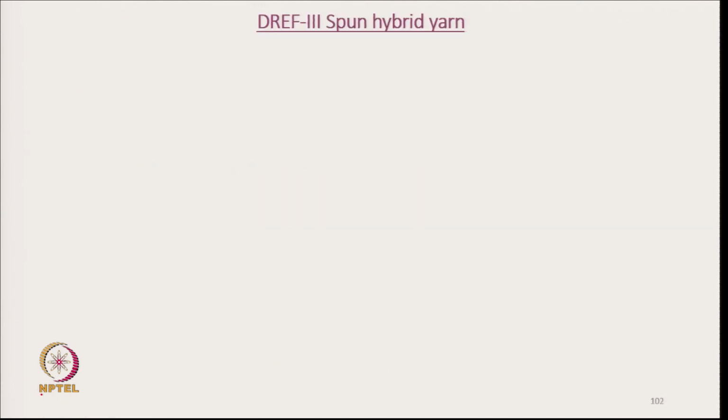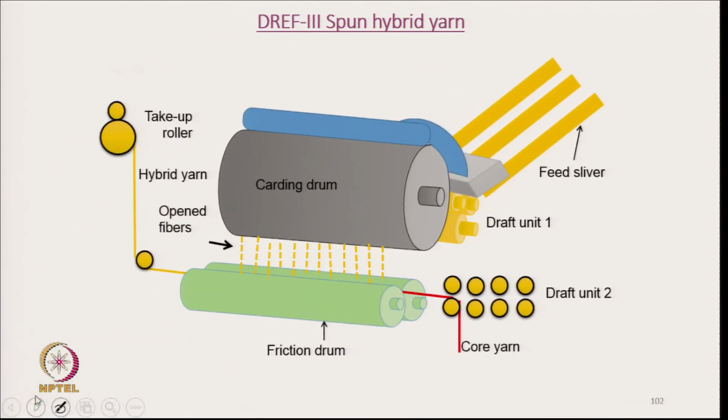So, hybrid yarn production here: it is a DREF-3 spinning system, using carbon tow and drafting unit 1. The polypropylene staple fibers are opened here using a carding drum, and for the core we will be using the carbon tow. Drafting unit 2 is not used as a drafting system here.